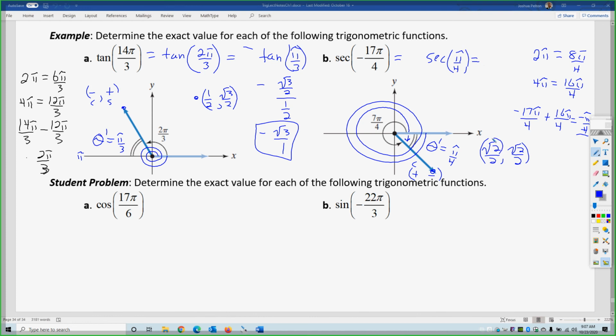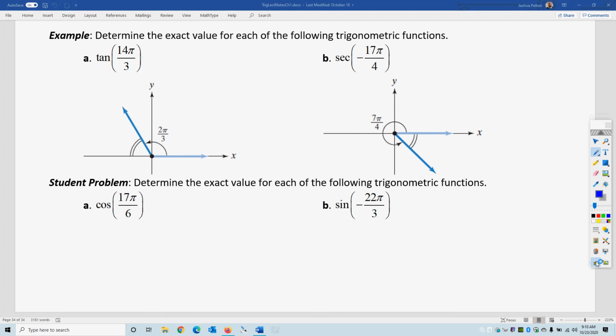So I can't just simply take the cosine answer and call it a day, because it's not cosine, it's secant, which is the reciprocal of cosine. Okay. Pause the video, try the student problem for yourself.